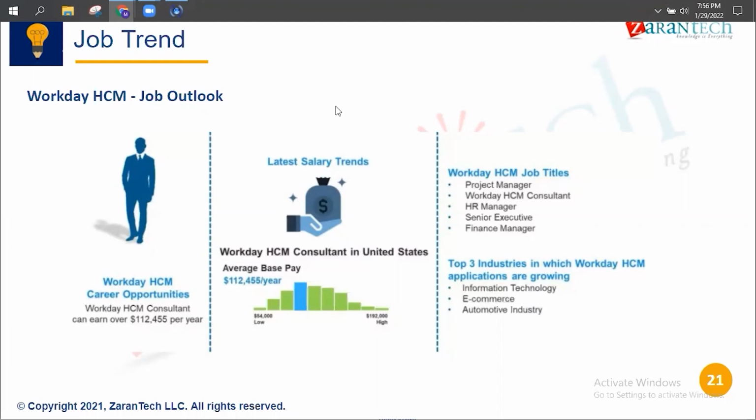Yes. Okay. So yes, you should target senior executive finance manager depending upon your domain. Okay, what are the top 3 industries who are using Workday? So yes, IT industries, e-commerce industries and automotive industries are the top 3 industries who are using Workday for their day-to-day activities.